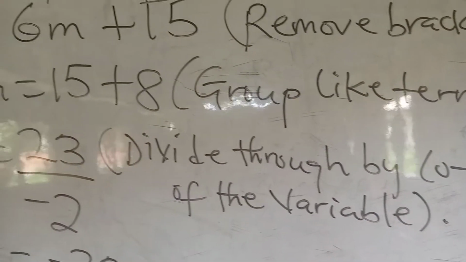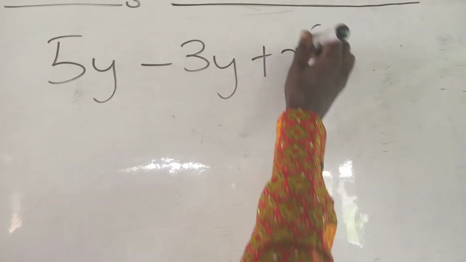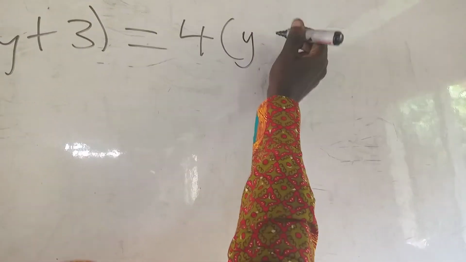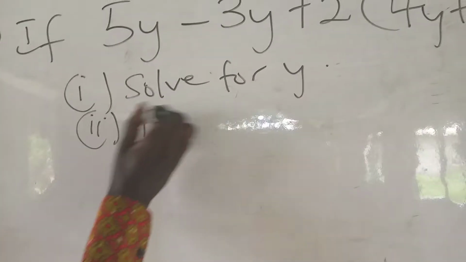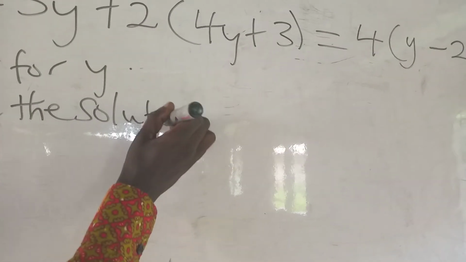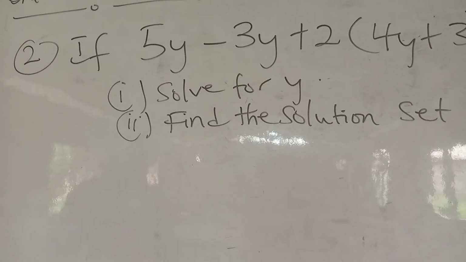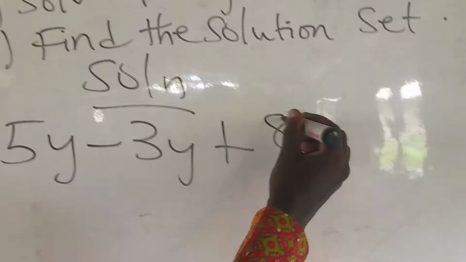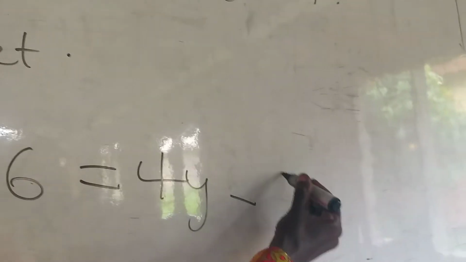Let us take our last question. If 5y minus 3y plus 2(4y plus 3) is equal to 4(y minus 2), solve for y. I find the solution set. So once we have this, you remove your brackets first. So it becomes 5y minus 3y plus 2 times 4y, we have 8y, plus 2 times 3, we have 6, equal to 4 times y is 4y, minus 4 times 2, we have 8.